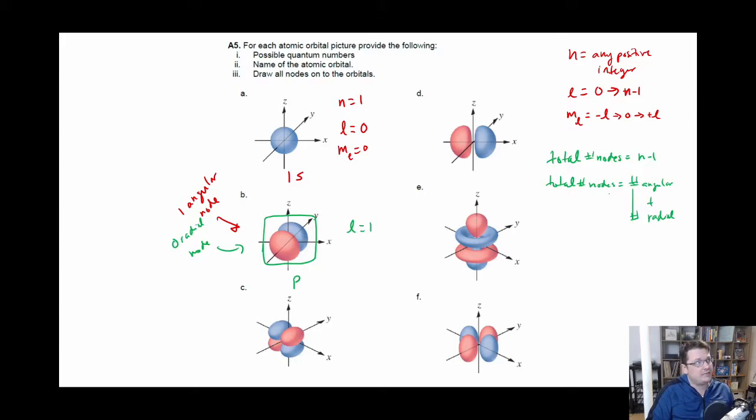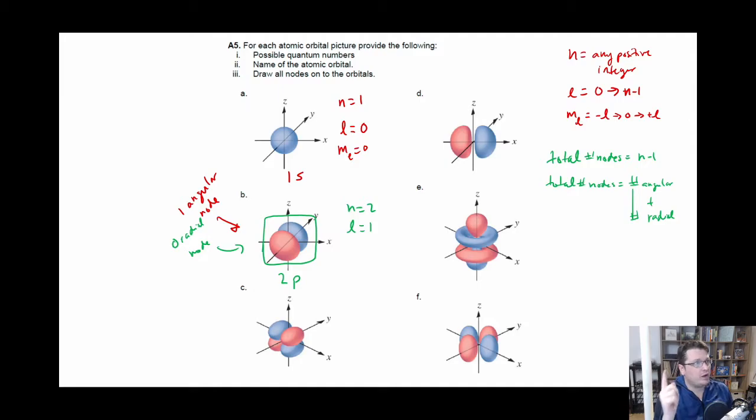And so if the total number of nodes is equal to 1, then n minus 1 is equal to 1. Move everything over, and that means that n has to equal 2 in this case. So if n is equal to 2, this is a 2p orbital. Now the question becomes, what type of 2p orbital do we have? There are 3 different types: the 2px, the 2py, and the 2pz. And that will then dictate what the m sub l value is.